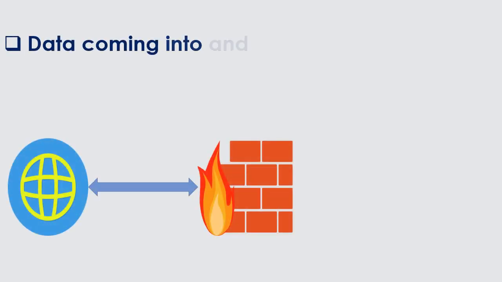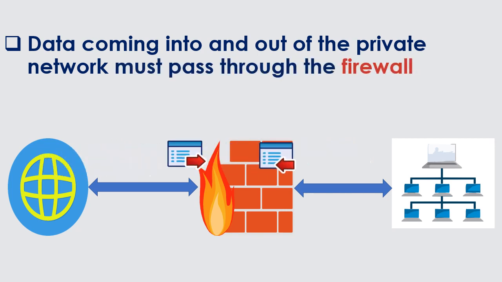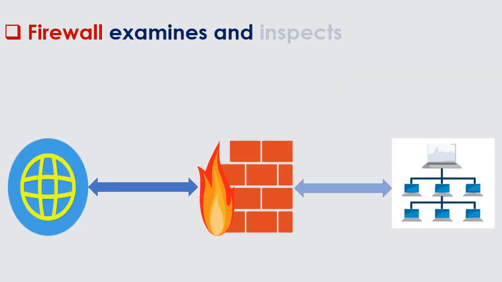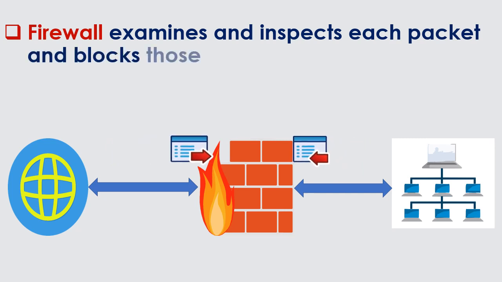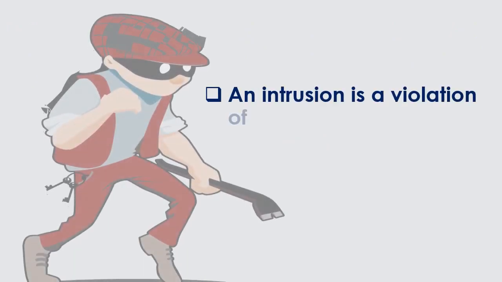Data coming into and out of the private network must pass through the firewall. The firewall examines and inspects each packet and blocks those that do not match specified security criteria. An intrusion is a violation of security policy.